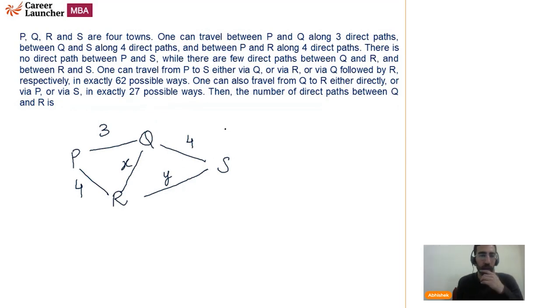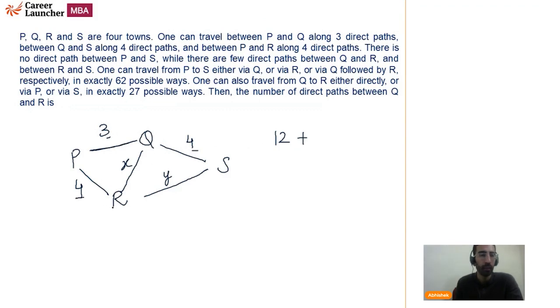Or via Q followed by R. It doesn't say via R followed by Q. Yeah, just P to S can be done from PQS. So P to Q in 3 ways, Q to S in 4, so that will be 3 into 4, 12 ways of going from P to S via Q.